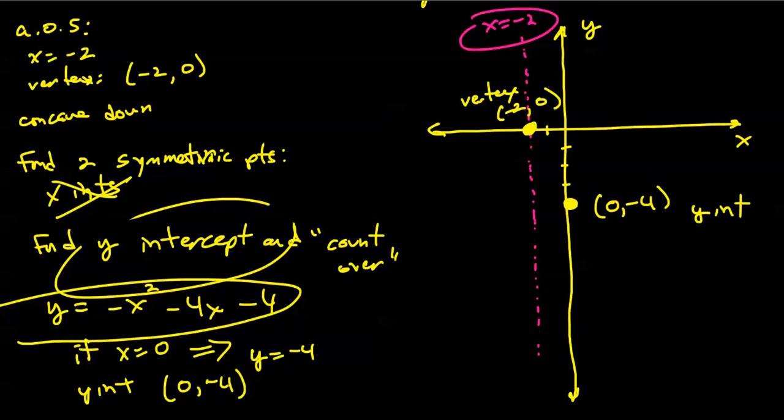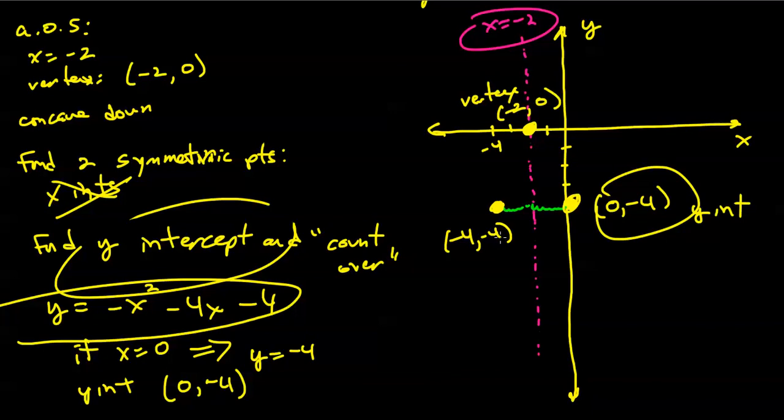And now I can establish a second symmetric point by counting over. I see there are 2 units of distance between the y-intercept and the axis of symmetry. Hence there must be 2 units of distance on the other side of the axis of symmetry to establish another symmetric point. So if this point has the coordinates 0, minus 4, there's a symmetric point equally distant on the other side, and of course that's going to have the x-coordinate minus 4. So this point has the coordinates minus 4, minus 4. The y level is the same.